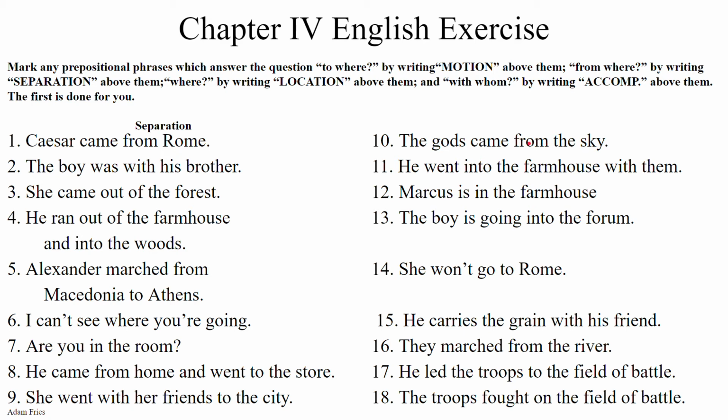11, he went into the farmhouse with them. So he went into the farmhouse. This would be motion, the accusative case in Latin with the preposition in villam, motion. With them, that would show accompaniment. That would be an ablative of accompaniment. Cum plus the ablative.